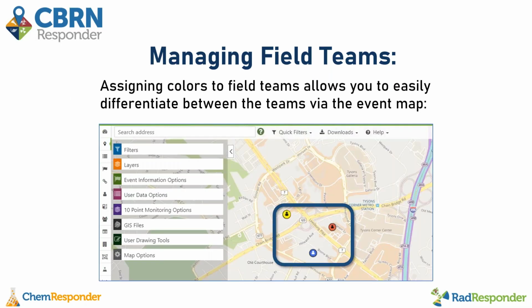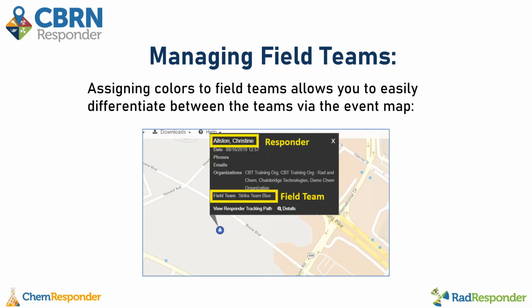When viewing responder tracking on the event map, you can see which personnel are a member of which team at a quick glance just based on the color of the icon. So again, this is why we recommend you assign a color to a field team so you can easily differentiate between the teams on the event map. When you click on any of the responder icons, you will see the name of the responder as well as their field team for more details.